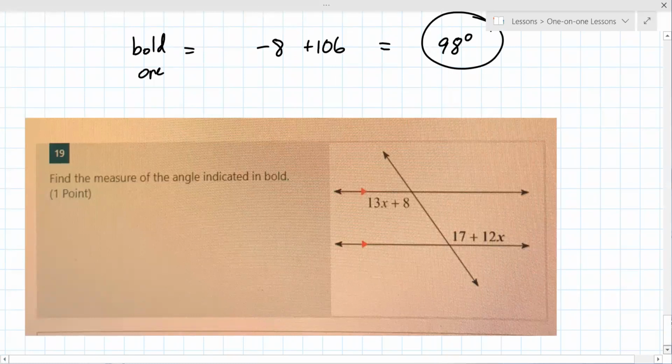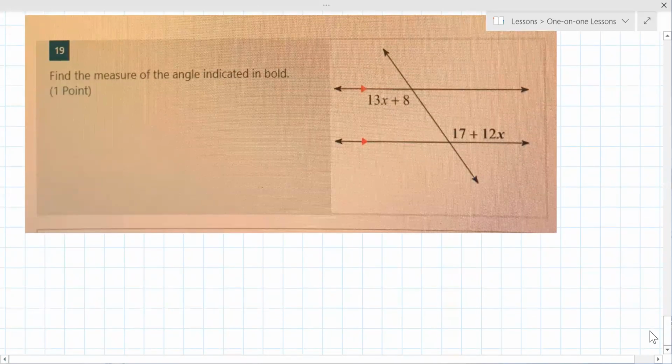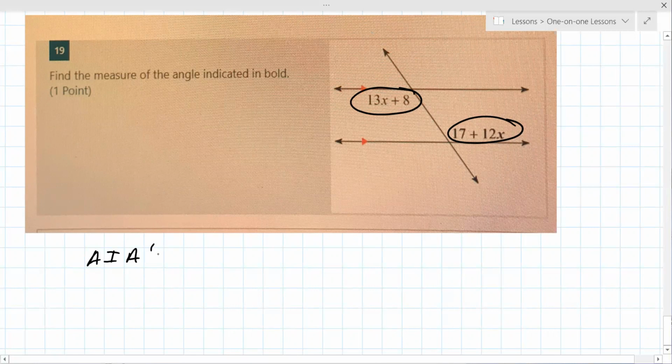Okay, so I'm repeating myself. It's the same question every time: are these equal or do they add up to something? That's what you're trying to decide here. These are on alternating sides of the transversal that cuts between the two parallel lines. They're equal, right? These are alternate interior angles, and they are always equal.